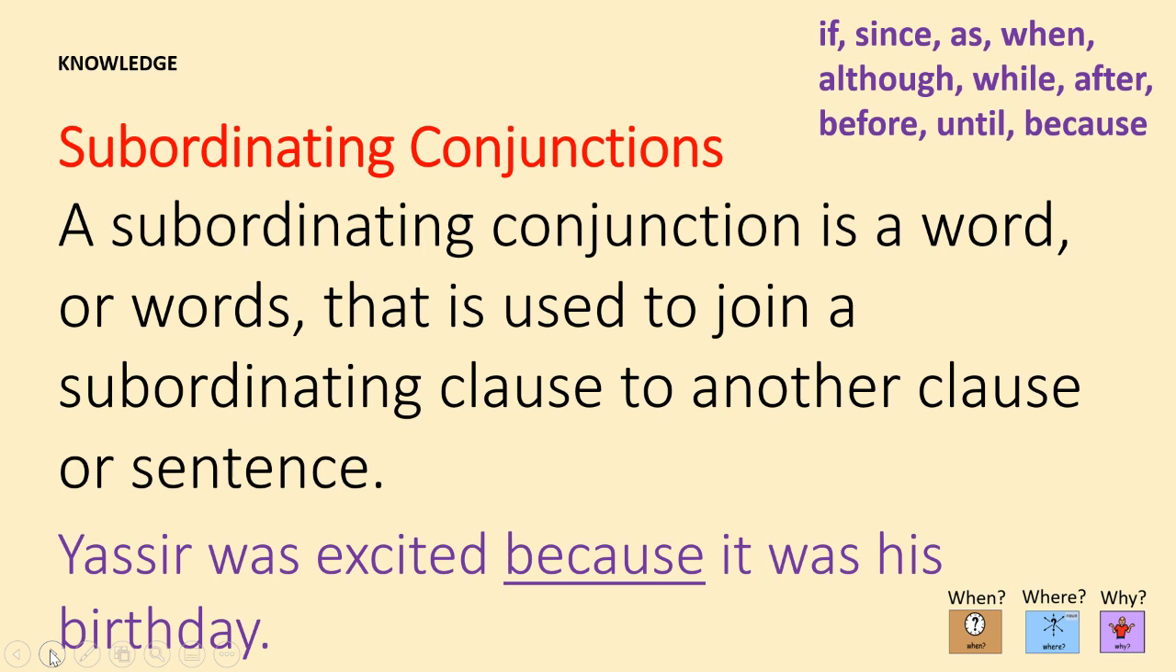For example, Yasser was excited. Great. Because it was his birthday. It was his birthday. Okay, but that doesn't really tell us. It's not really a sentence on its own. It needs "Yasser was excited" to make sense. Yasser was excited because it was his birthday. "It was his birthday" is dependent on "Yasser was excited" to make sense.